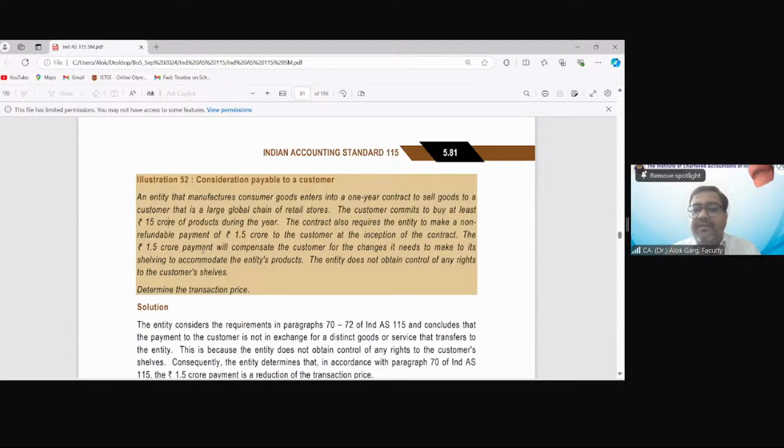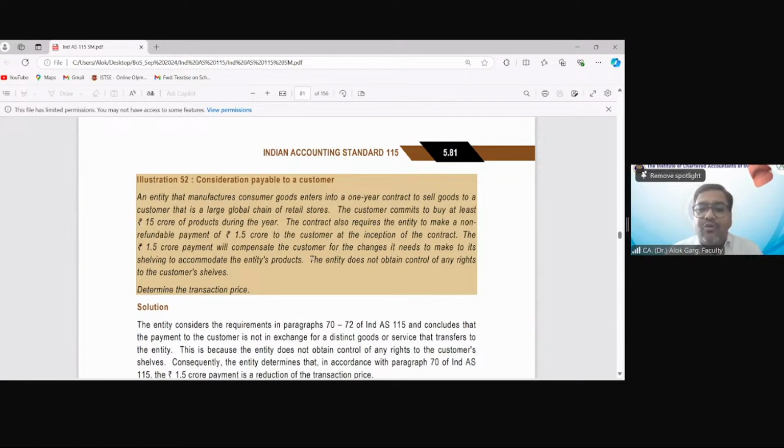The 1.5 crore payment will compensate the customer for the changes it needs to make to its shelving to accommodate the entity's products. You must have seen that the product was stored in a shelf, right? वो बहुत सारी शेल्फ होती है ना, उसमें प्रोडक्ट रखे होते हैं. Okay. So the entity is paying to the DMart so that the DMart will do the modification, customization in their shelf. अपनी अलमीराज में मॉडिफिकेशन कस्टमाइजेशन कर पाए ताकि इस एंटिटी के प्रोडक्ट वहां पे वो रख पाए, राइट? ओके.